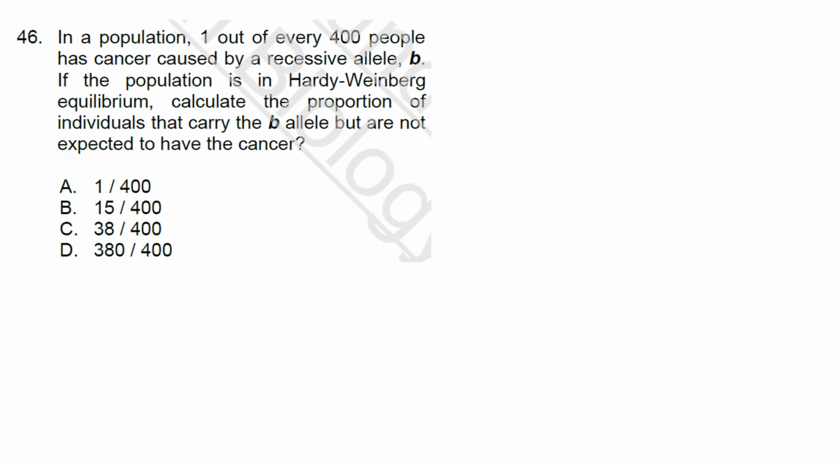Okay, so for the last question, in a population, one out of every 400 people has cancer caused by a recessive allele. So it means that B is the recessive allele, and homozygous recessive frequency is Q squared. So this would be 1 out of 400 people has the cancer. If the population is in Hardy-Weinberg equilibrium, calculate the proportion of individuals that carry the B allele but are not expected to have the cancer.